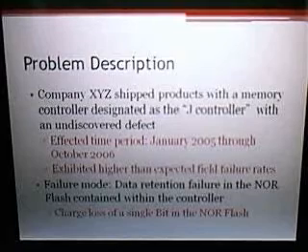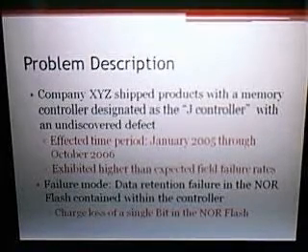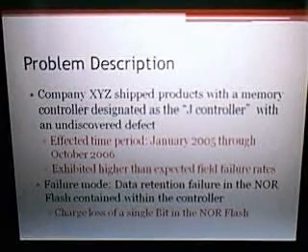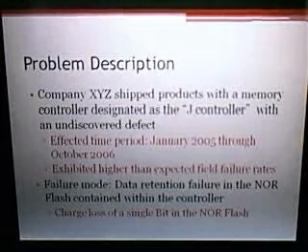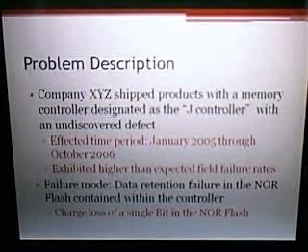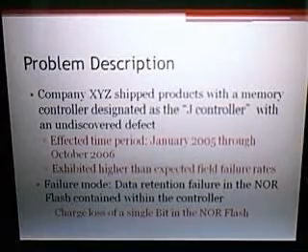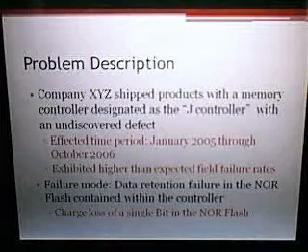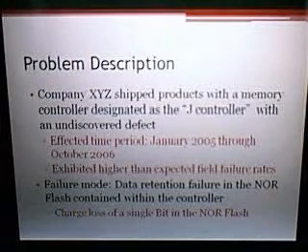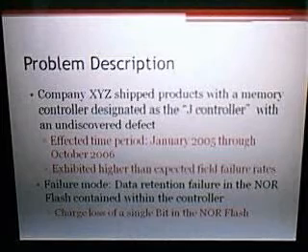We're going to start off with the problem description. In this case we have company XYZ, which shipped many products with a memory controller which is designated as the J controller. This particular controller had an issue that was undiscovered during time of manufacturing and came about during field use. The affected time period for this particular failure mode is from January 2005 through October 2006.